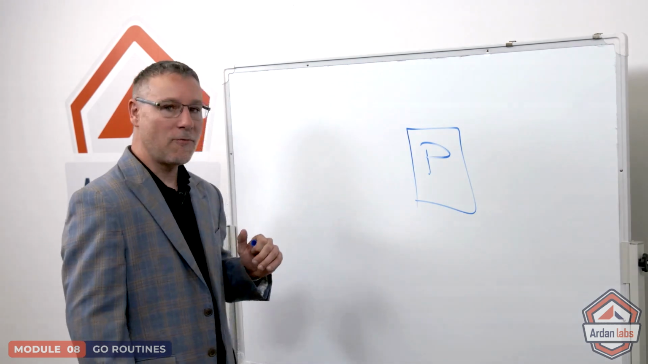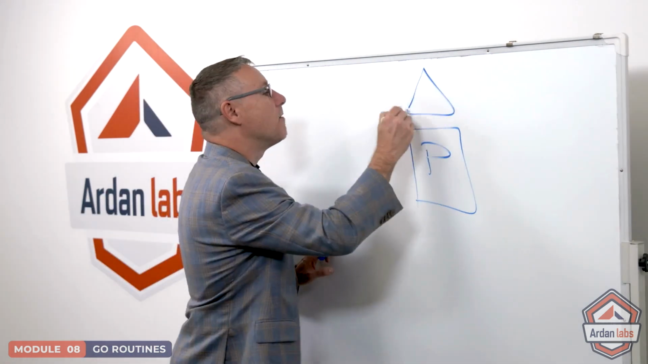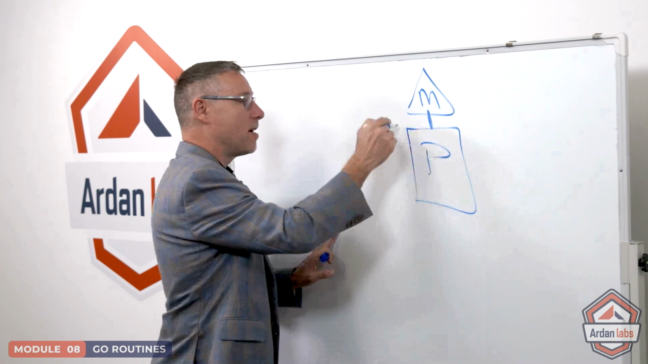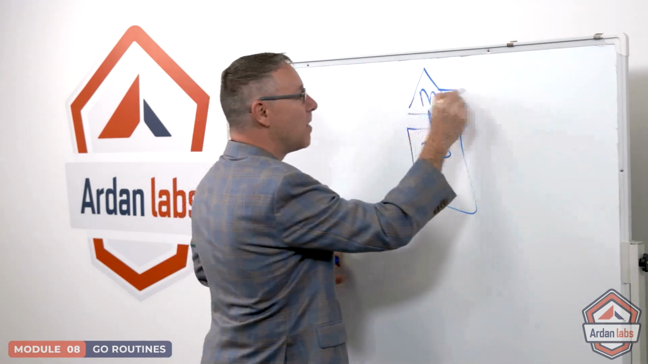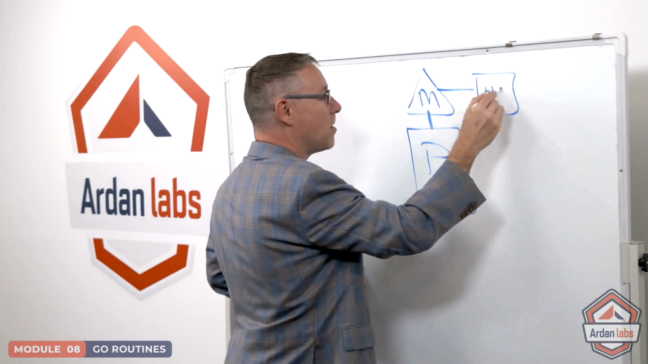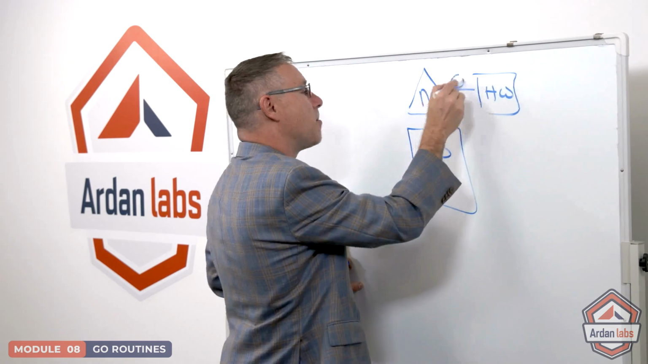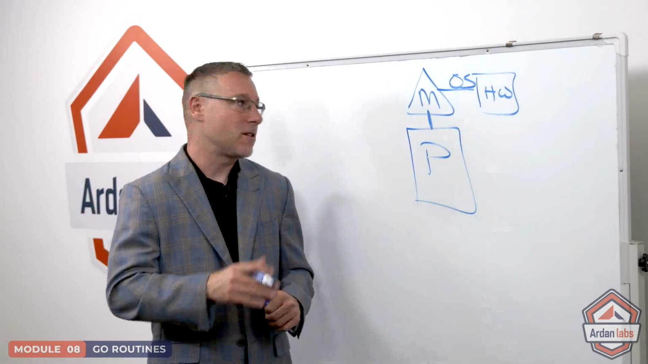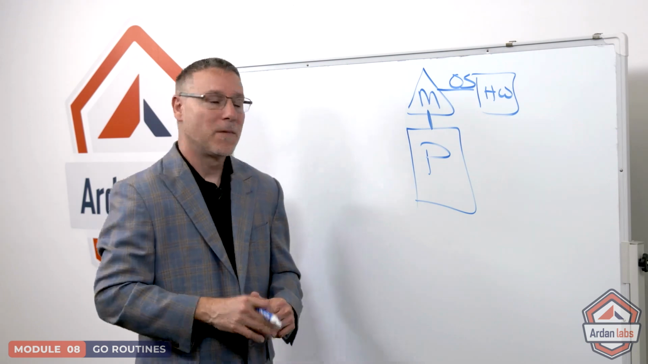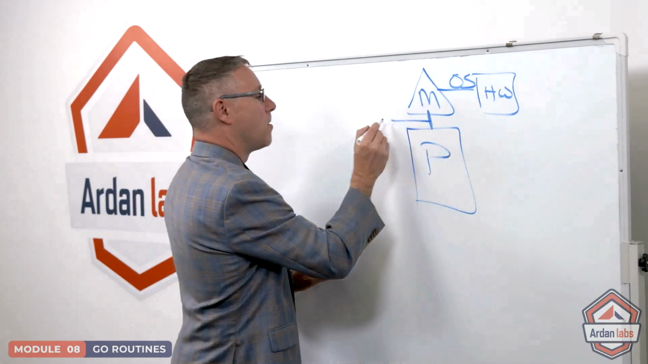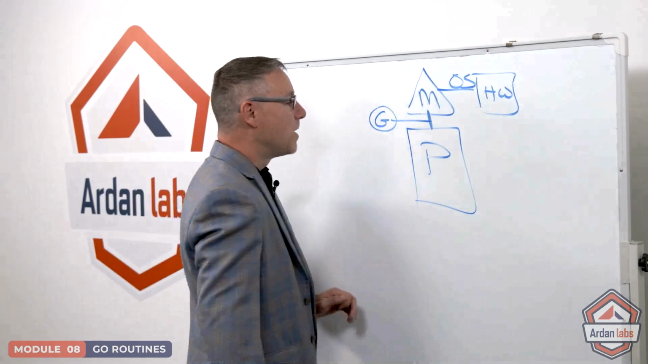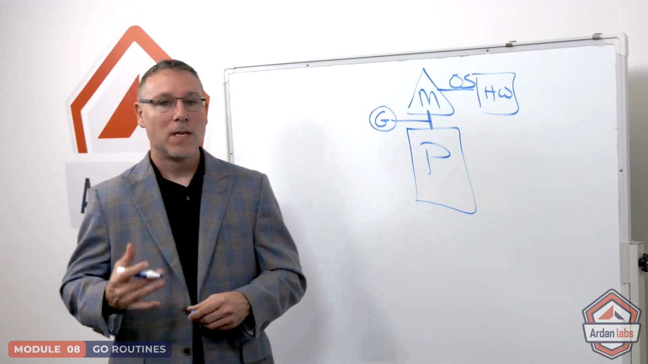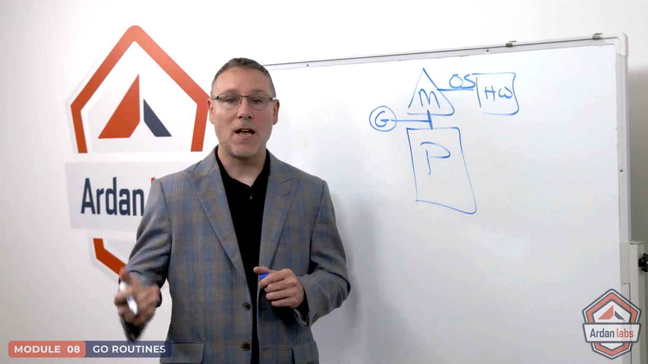And every logical processor is given a real live operating system thread, exactly what we had talked about, and that operating system thread will execute on the hardware. And remember, the operating system is still responsible for making sure that those operating system threads get on the hardware. And then we have one more thing, which is the Go routine. Now, the Go routine is an application level thread.